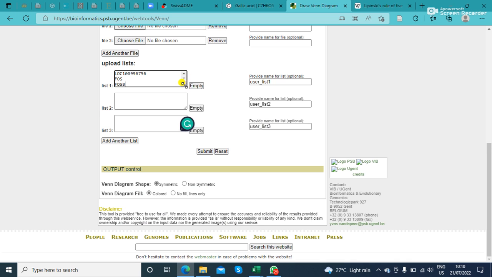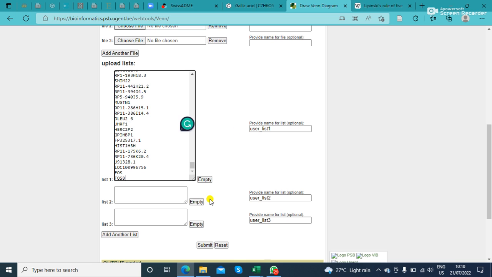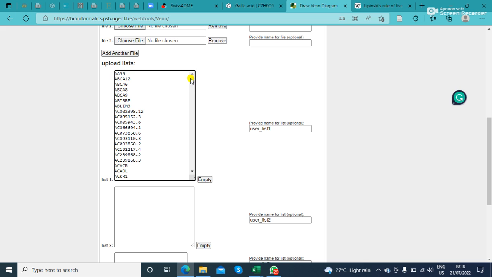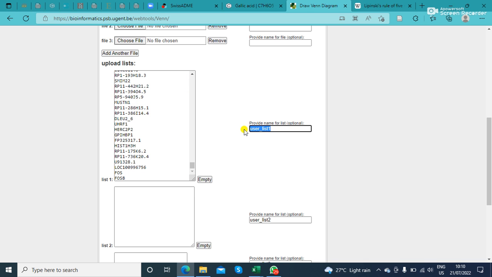If you like, you can enlarge this here. So Control V, and you can check if you don't have unnecessary space inside. So we have our genes well listed here. We can give it a name. The name we give here will actually appear on the Venn diagram. So we can say BC.